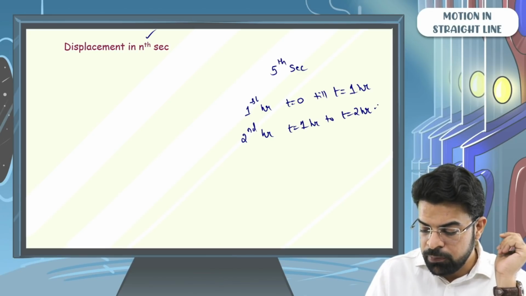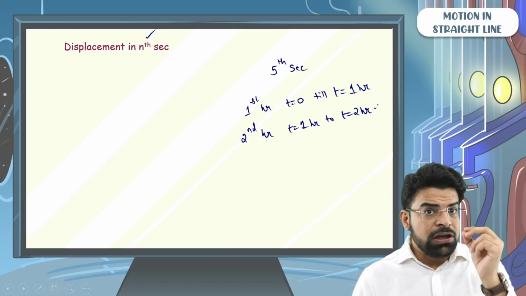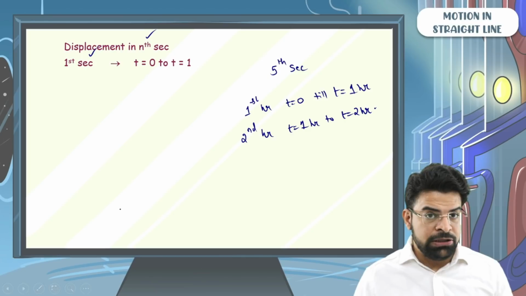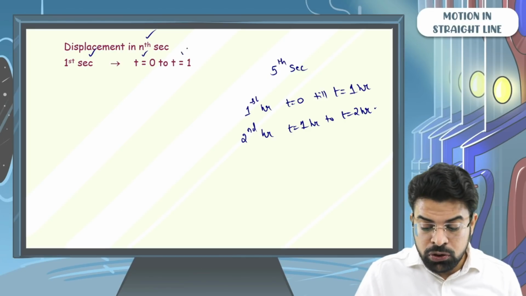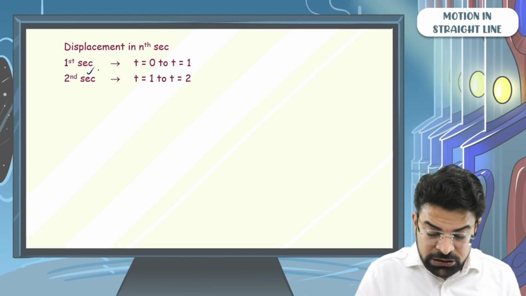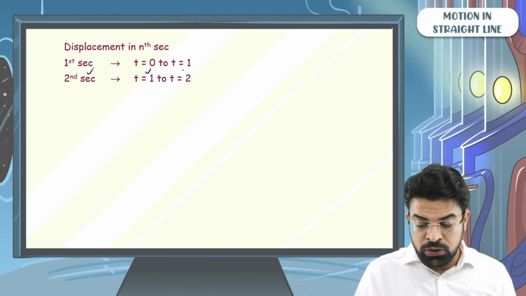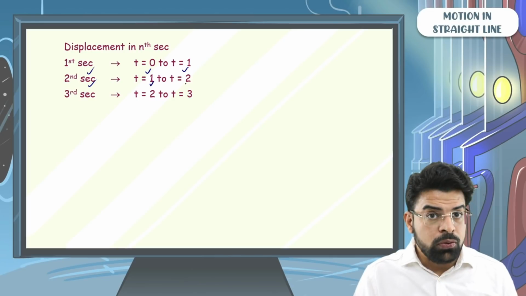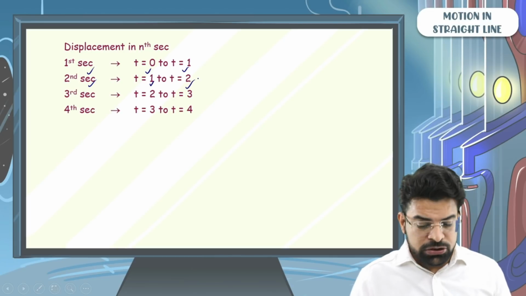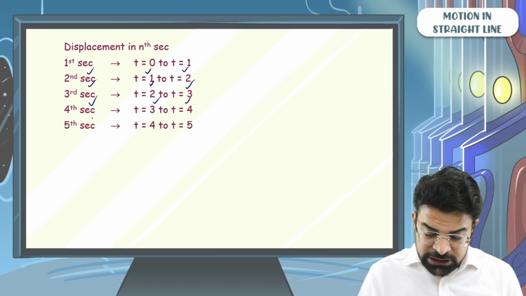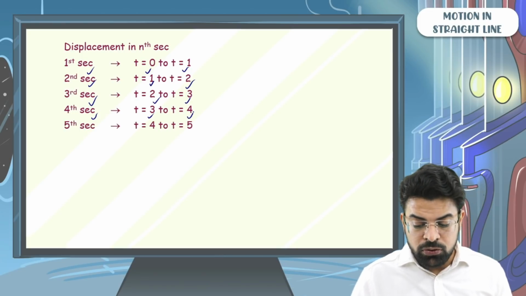Similarly, what is the meaning of first second? You will say that, sir, first second means time equals 0 to time equals 1 second. Similarly, second second means time equals 1 to time equals 2 seconds. Third second means time equals 2 to time equals 3 seconds. Fourth second means time equals 3 to time equals 4 seconds. Fifth second means time equals 4 to time equals 5.